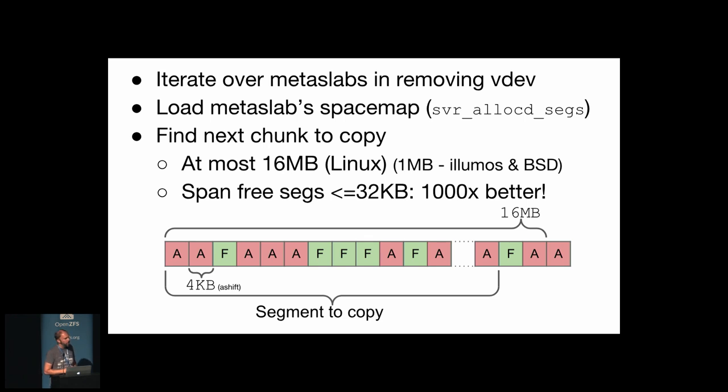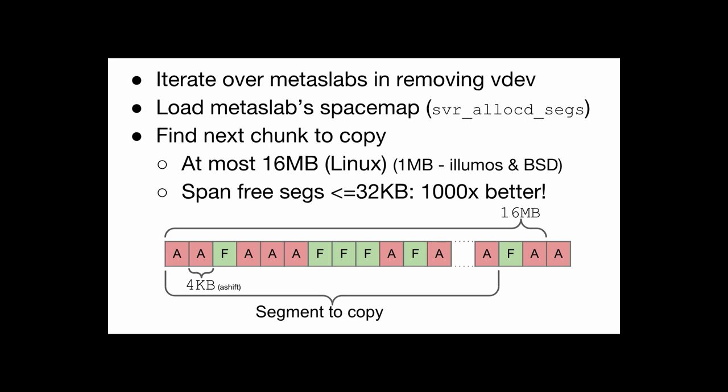But this could result in a large number of mappings and thus a large amount of memory used, especially on very fragmented pools. So we made a few tweaks to this. We have a limit: you can't allocate more than 16 megs on Linux, or 1 meg on illumos and FreeBSD. But the other thing that we added is we can span across free segments that are less than or equal to 32K. And this provides a theoretical 1000x less memory usage by your mapping, because the mapping can be much, much smaller.